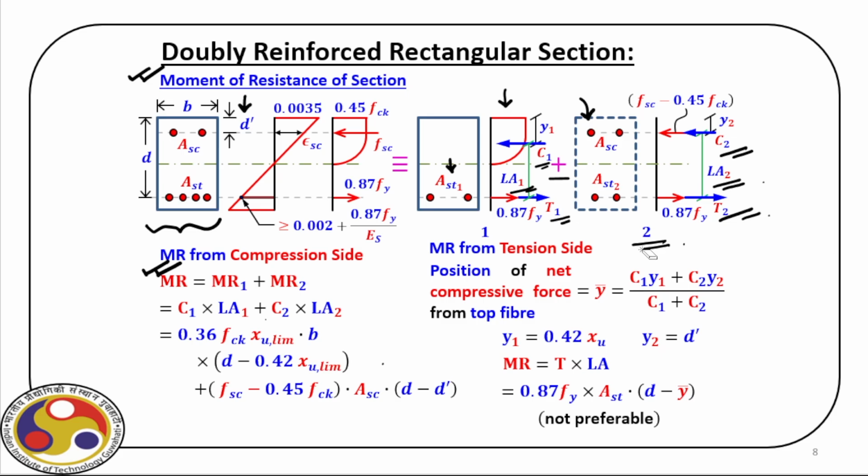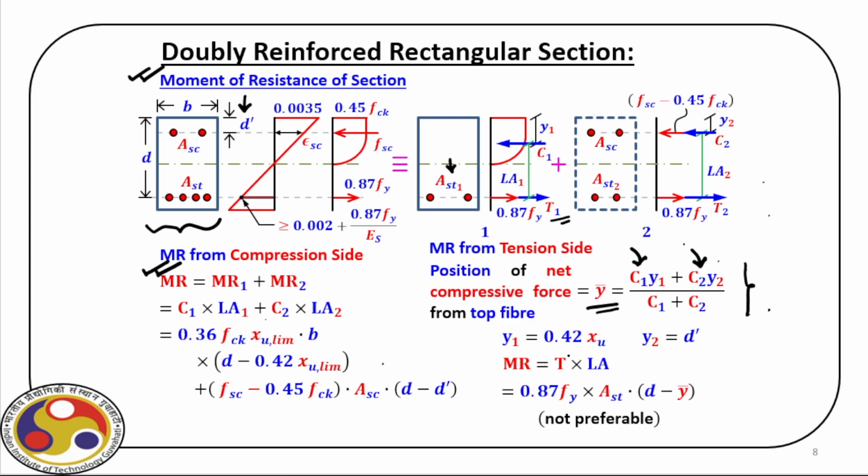Now, we can also find out this moment of resistance from the tension side. For that, we have to first find out the net compressive force acting, and we take the average of this. We have two components of the compressive force, C1 and C2. They are acting at a distance Y1 and Y2, as you can see, it is marked here. So we take the average of these two, and then we find out this Y bar.